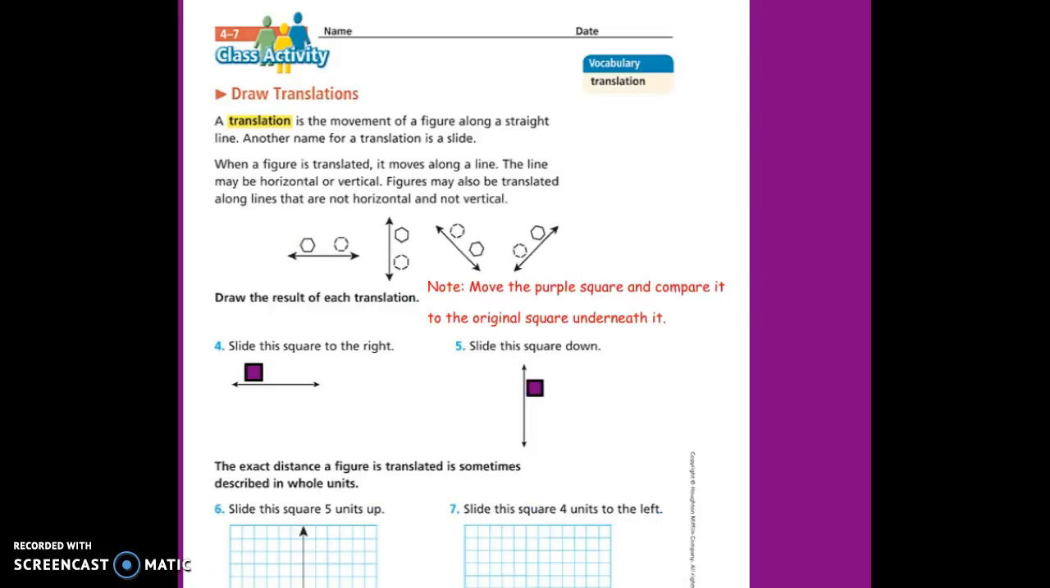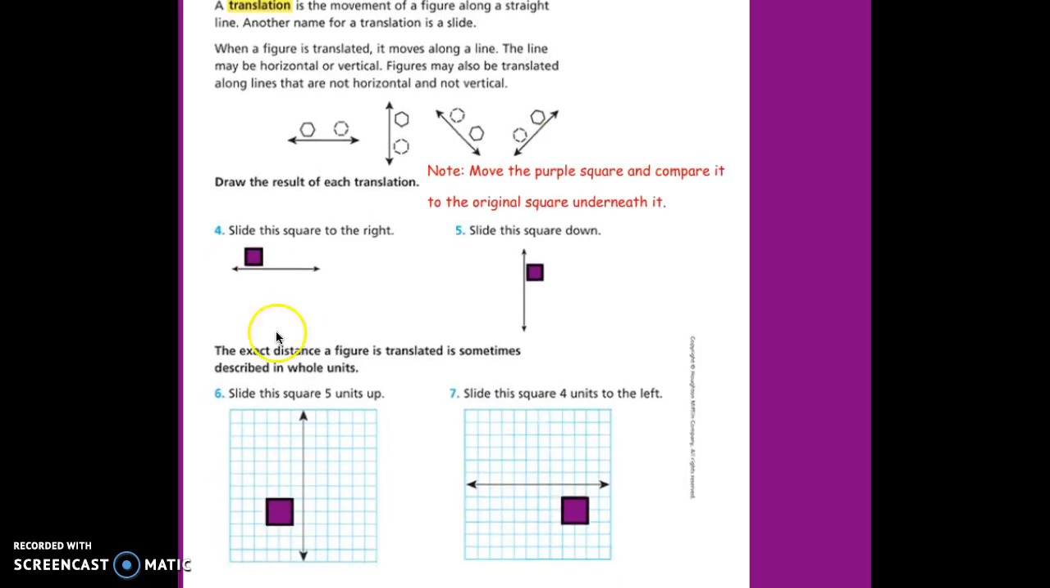Next, we're going to talk about translation, or a slide along a common line. So these are all showing different translations, and you'll see that the line does not have to be straight across or straight up and down. It could be at an angle as well. So I'm going to show you a couple of different translations here. Let's take a look at this one, number 4. If I slide this one to the right, that is an example of a translation. It just moves. It slides across the line. All right, this one wants me to do a translation down. So again, it just slides across the line.